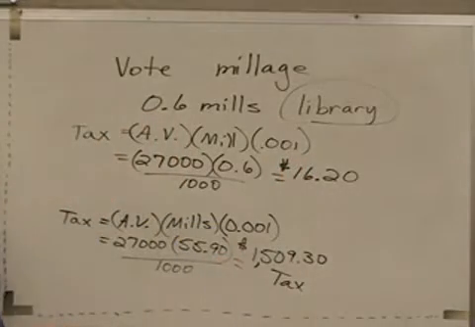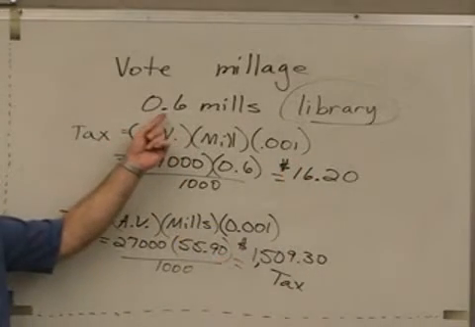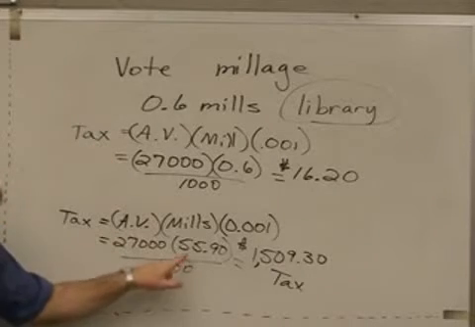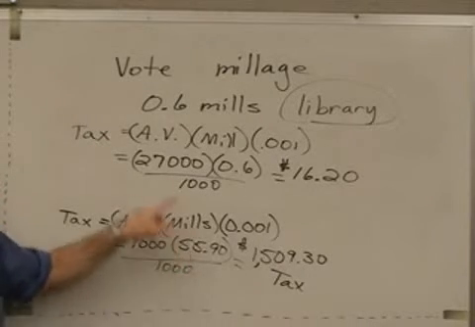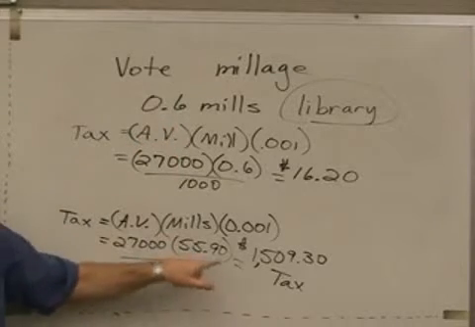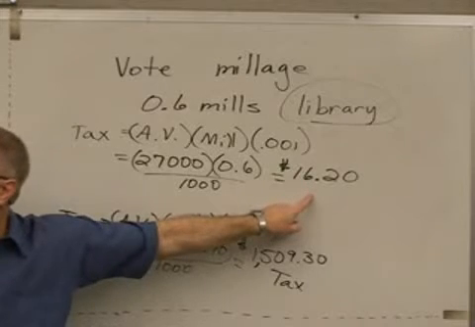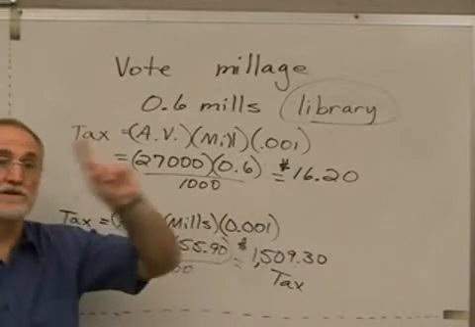In other words, if this millage issue is approved by the voters, the tax rate is going to go from 55.9, we'd add 0.6, and now it'd be 56.5. But here's the difference in dollars on my property. For the year, that's right.